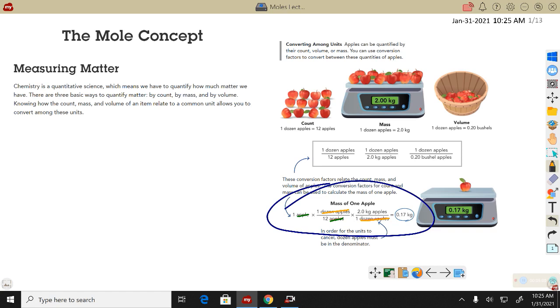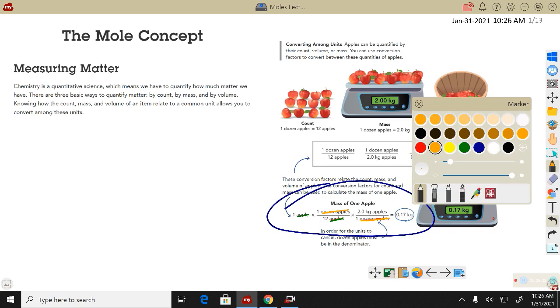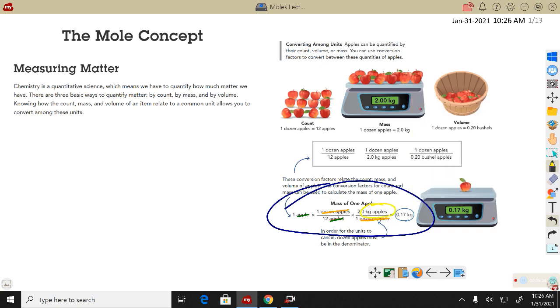So the unit that you want goes on top. The unit that you want to cancel will always go on the bottom. And then I think it's helpful to cross them off. It just gives me pleasure, I guess, to cross off a unit if I know that I've got it on the top and the bottom and it cancels. So that in the end, the only unit left should be the unit that I want. So if I wanted this in mass of an apple, kilograms is my unit of mass.